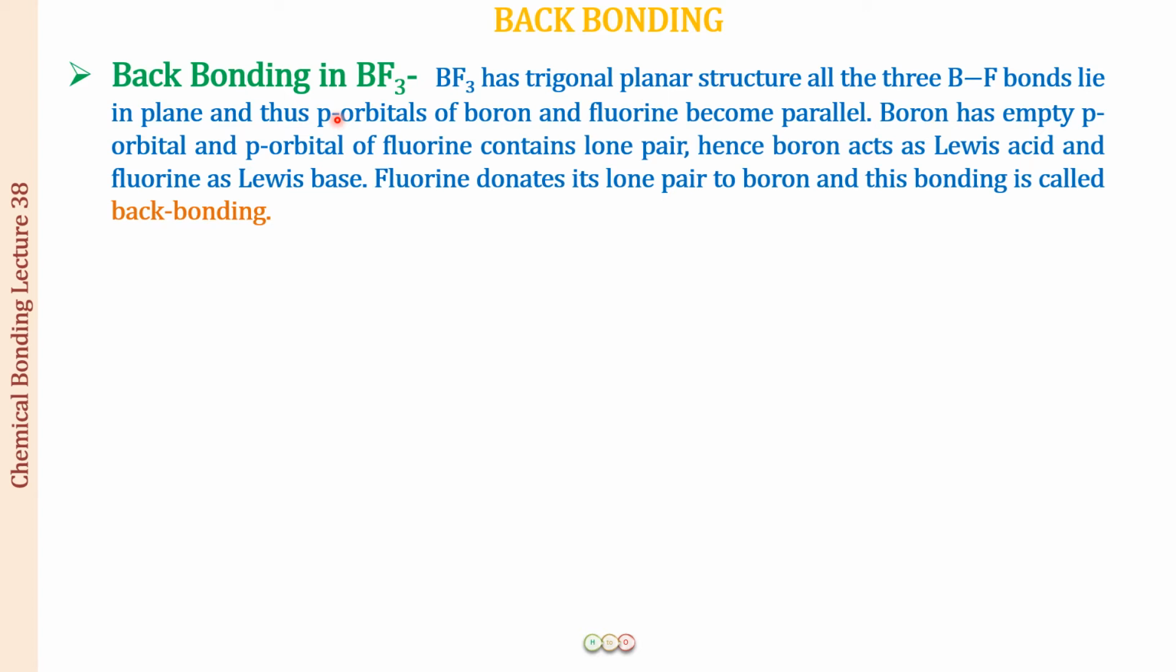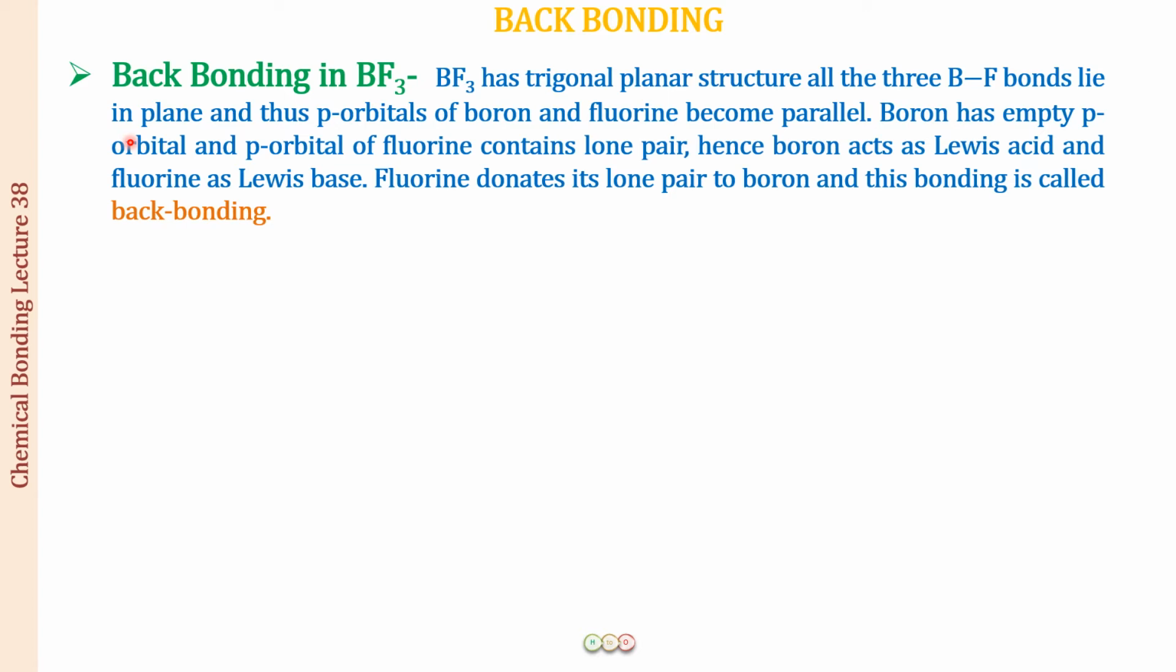Then we learned the valence bond theory, and in the valence bond theory, what we learned was that the shape of the boron trifluoride molecule is a trigonal planar structure where all the 3 boron-fluorine bonds lie on the equatorial plane in such a way that there is minimum repulsion between the 3 electron pairs, and therefore the angle between the 3 bonds is going to be 120 degrees.